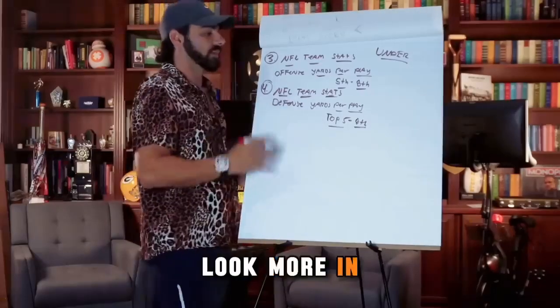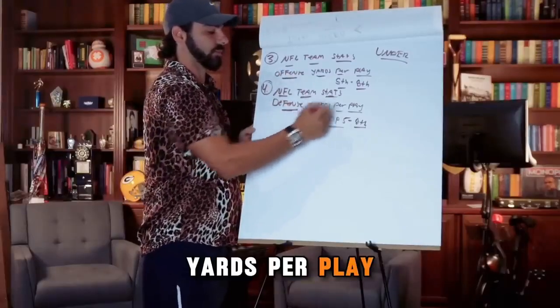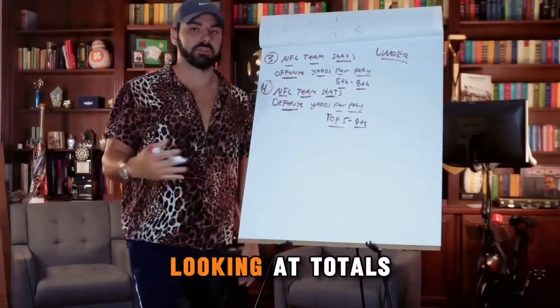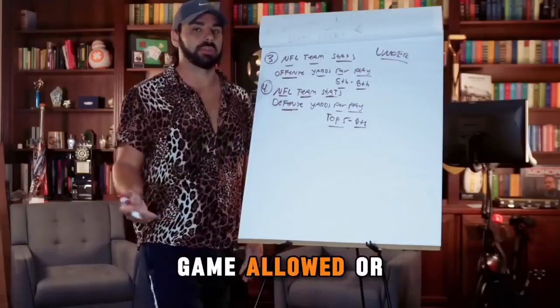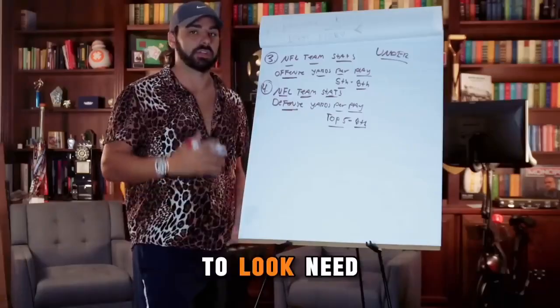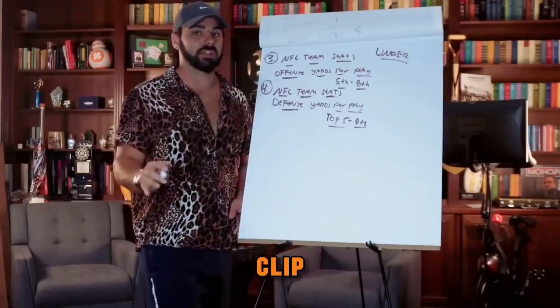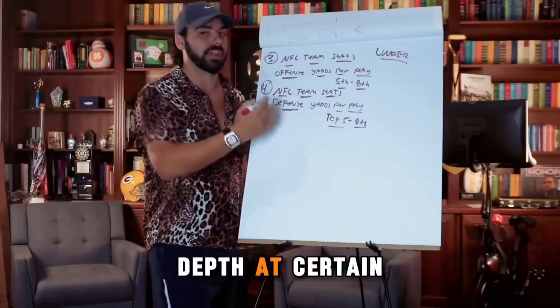You want to look more in detail, because this is actually very detailed to totals. Yards per play, that's huge when it comes to looking at totals. Not points per game allowed or first half points per game allowed. That's not really where you need to look. You need to look more in depth. That's why this strategy works at such a high clip, because you're looking way in depth at certain numbers.